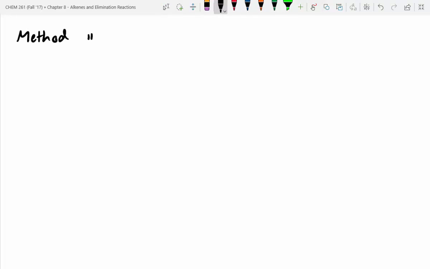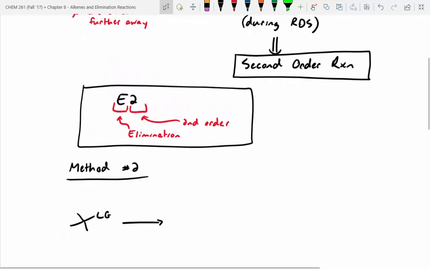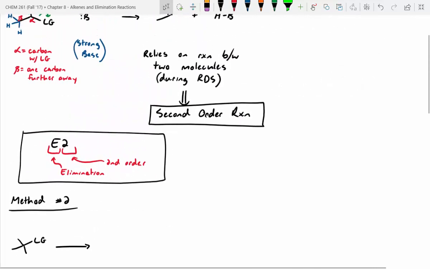So method number 2. And in method 2, you still have a leaving group, but in this case, we don't have a strong base. Okay, so if we don't have a strong base for method 2, what do you think could likely happen? And think back to last chapter.